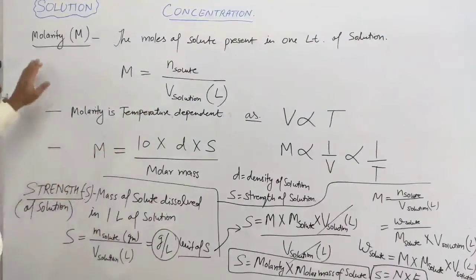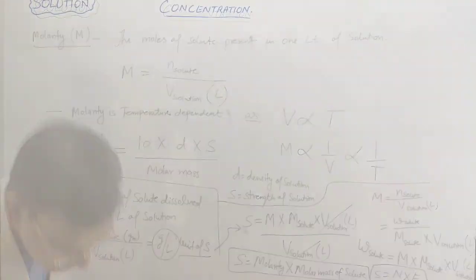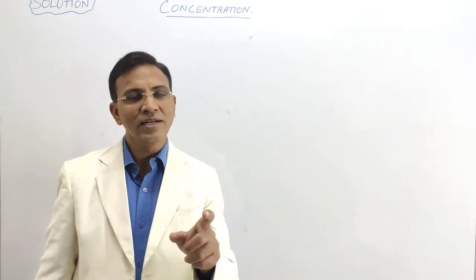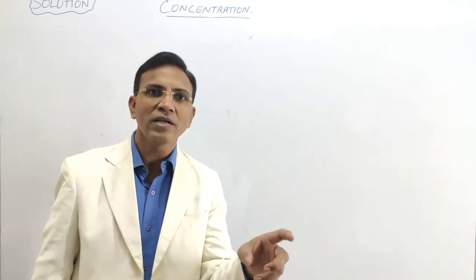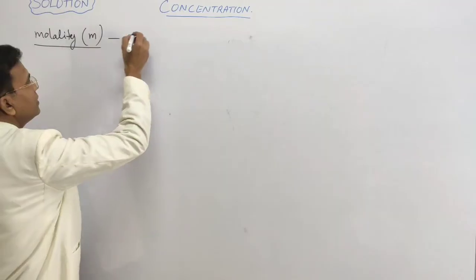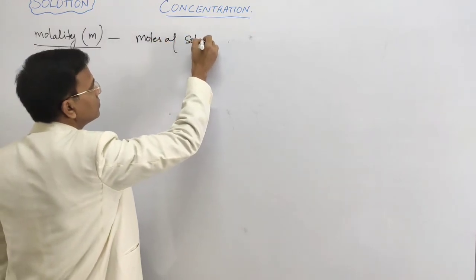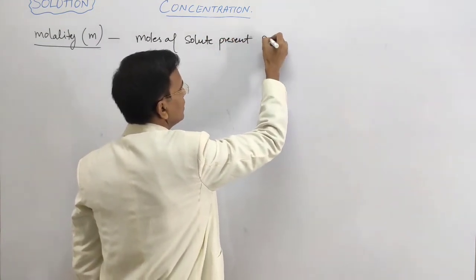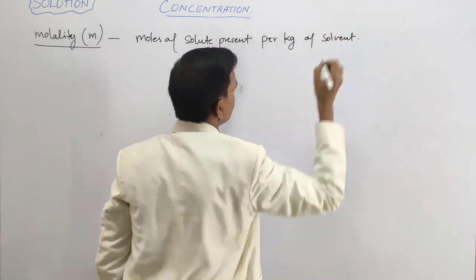Now move to the next concentration term, that is molality. Molality is represented by small m, and it is the number of moles of solute present per kilogram of solvent. This time it is per kilogram of solvent. This is called the molality.